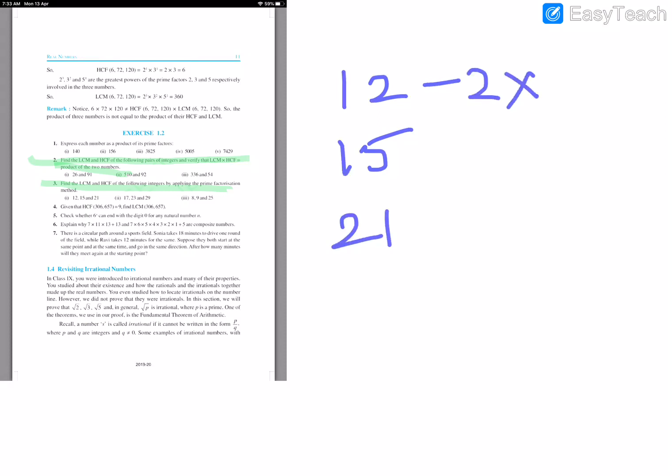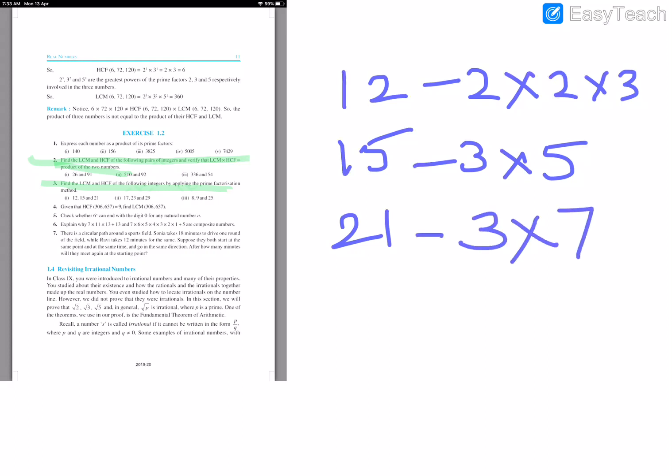Now let's solve one of the sums, that is 12, 15, 21. What is 12? 2 into 6. Again 6 is 2 into 3. What is 15? 3 into 5. And 21 is 3 into 7. So what is common, we write. What is the common thing? 3. There is only one 3. So that is HCF.